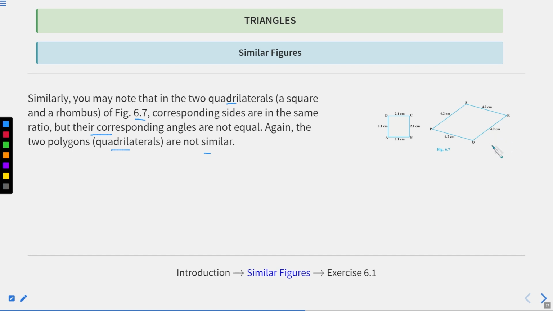Why are they not similar? Because their corresponding sides are the same, but their corresponding angles are not equal. So for two figures to be similar, their corresponding angles would be equal, and also their corresponding sides would be in the same ratio. Then the two figures are said to be similar figures. Otherwise they are not similar.